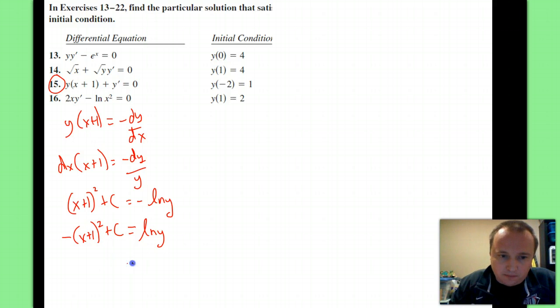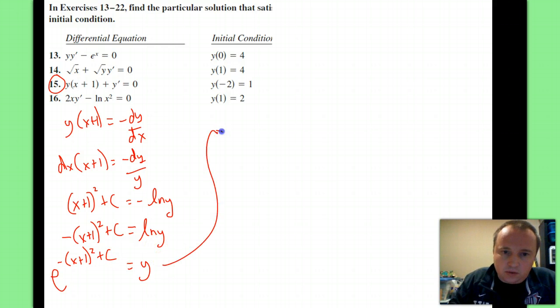I need to exponentiate. So I get y equals e to the negative x plus 1 squared plus c. Now, I'm going to rewrite that as c times e to the negative x plus 1 quantity squared equals y.